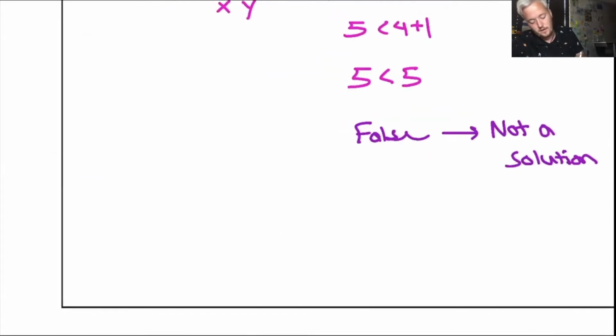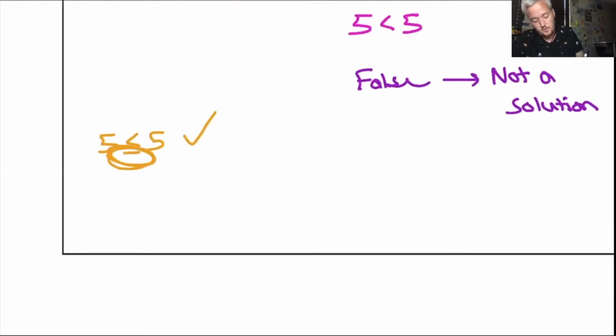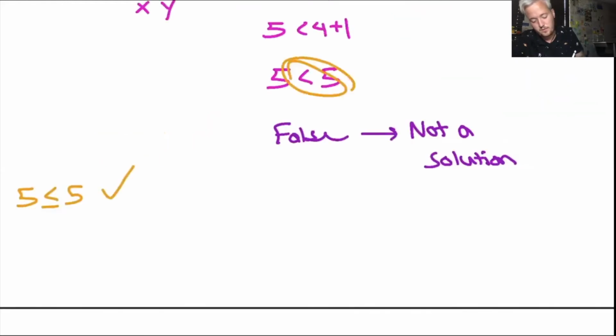So what I mean here, however, if it was written like 5 less than or equal to 5, that would be true because I can also be equal to it. But here, because I cannot be equal to it, that's what makes it false.